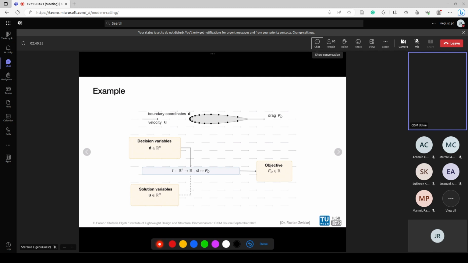So in a shape optimization example, look at an airfoil. D could be the boundary coordinates of our airfoil. U is the velocity field, so this is our solution variable. So we have decision variables D, so the shape, and solution variables U, which is the velocity field. And those two are combined in order to find a relation between the shape and the drag in this case. So this could be our objective, that we want to minimize the drag of this airfoil.